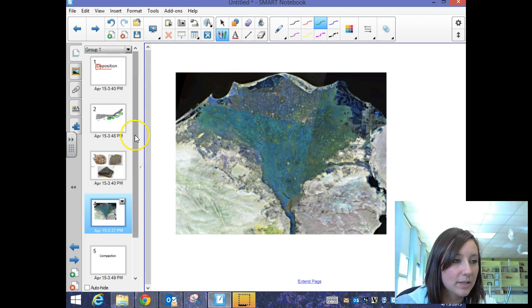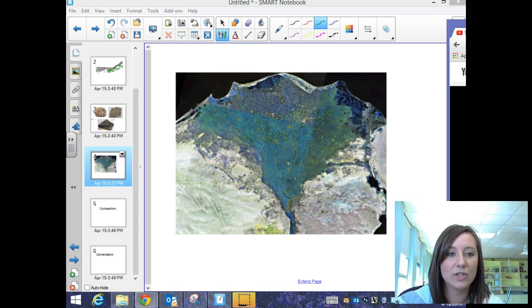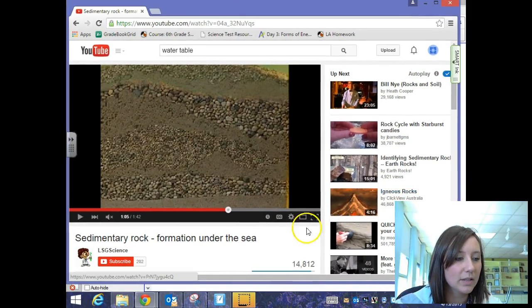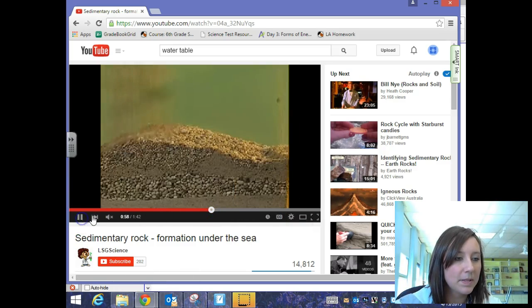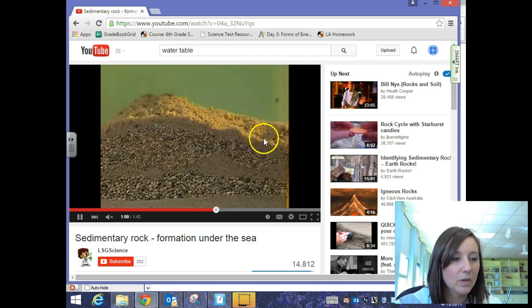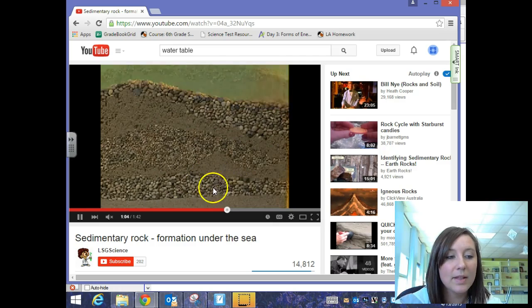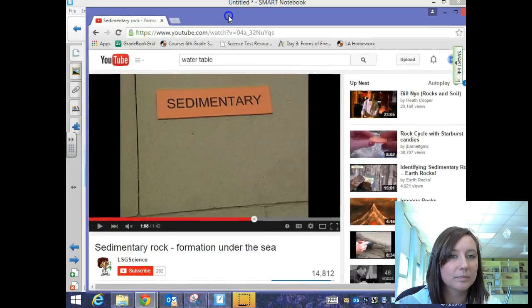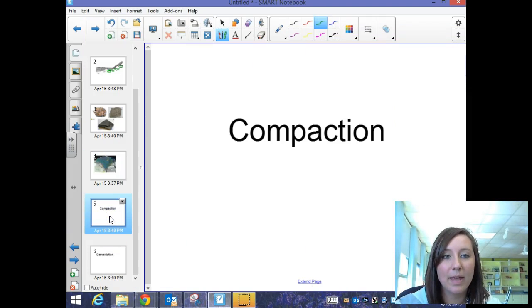Now that we've talked about deposition and we saw, very naturally, what's going to happen as the sediment starts to fall, we said it starts to build up. And so if we take a look here at this part of our video, as it's building, what you notice is the layers that are at the bottom start to become more compact and pressed together. So that leads us to our next step, compaction.